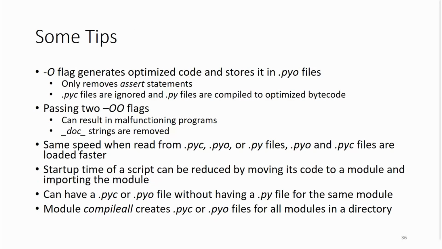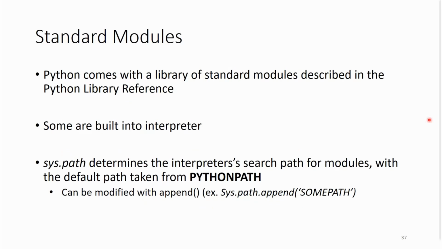Now, let's move on. Some tips. There is the -O flag and the .pyo file, which I will not mention, but feel free to read this content or Google it. It is very simple and self-explanatory. Now, let's talk about standard modules. Python comes with a library of standard modules described in the Python Library Reference. If you want to look them up, you can Google standard modules Python, and you'll have a list of all these standard libraries.